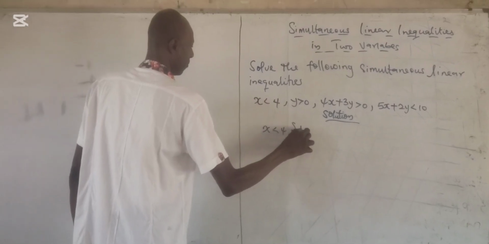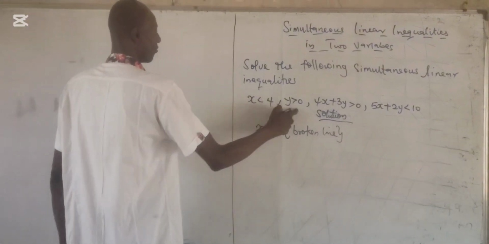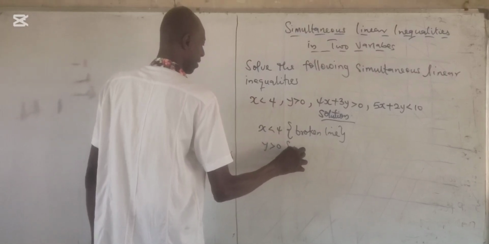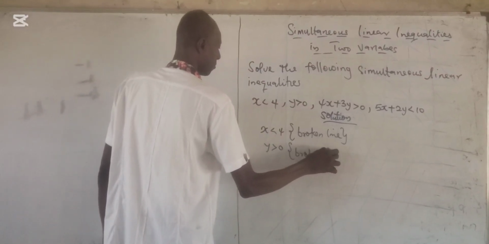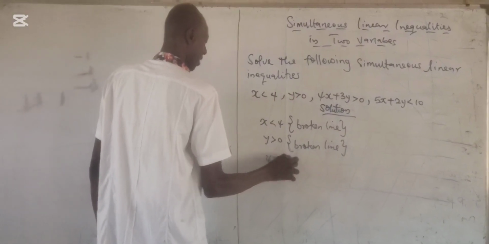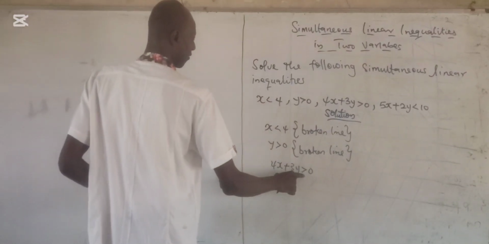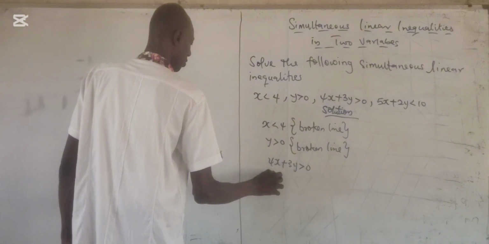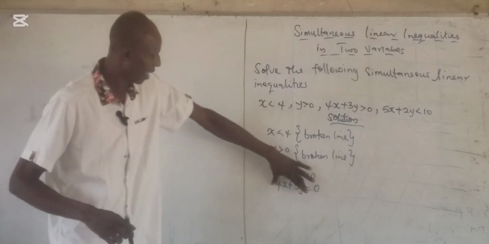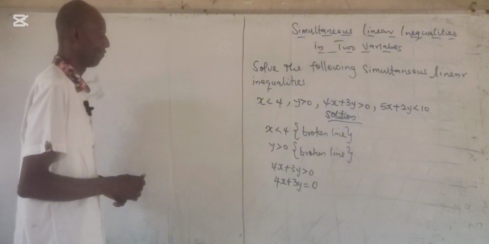I will represent it with a broken line. Now I also have y is greater than 0. I will also represent it with a broken line. Now 4x plus 3y is greater than 0. If you want to solve it, you have to remove the greater than sign and put equal to, which is 4x plus 3y is equal to 0. Since everything here is equal to 0, the coordinate point will be 0, 0. So we don't need to solve that.